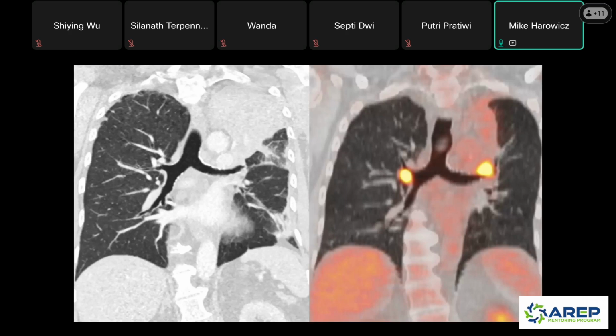I think I'm getting a little reverb back on the audio from somebody. I don't know if someone needs to just turn the volume down a little bit or not.